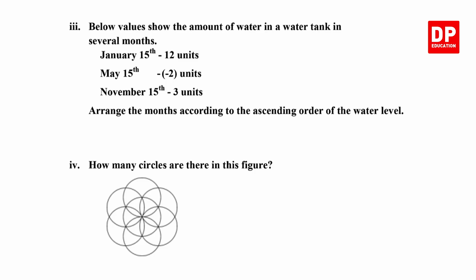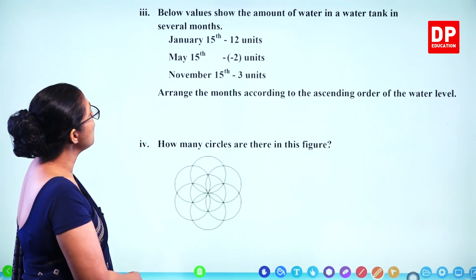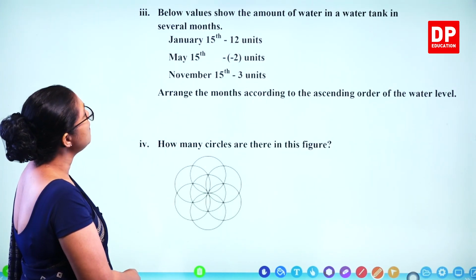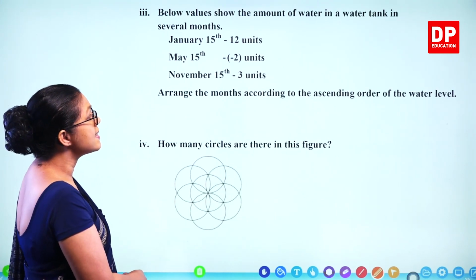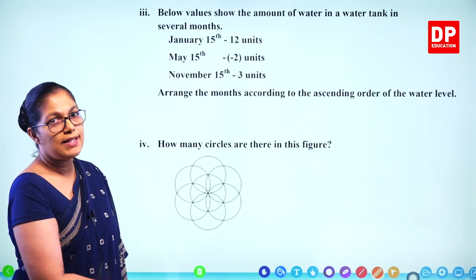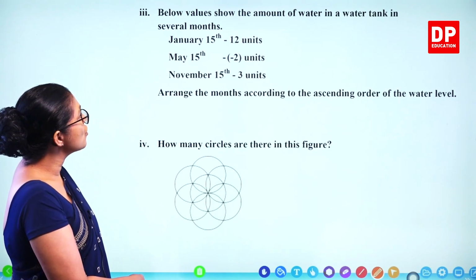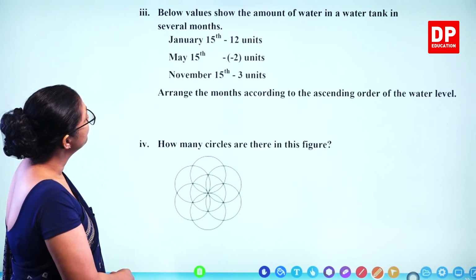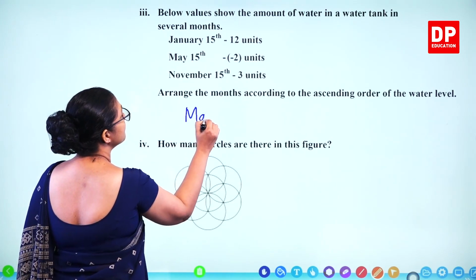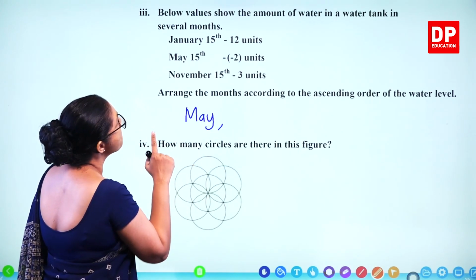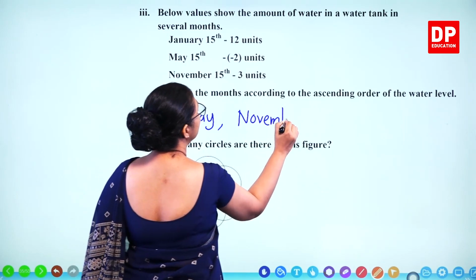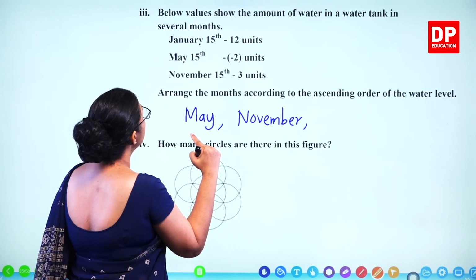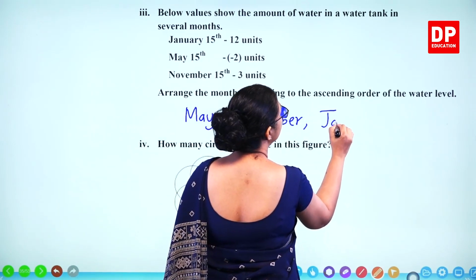Part 3. The values show the amount of water in a water tank in several months. January 15th, May 15th and November 15th. 12, minus 2 units and 3 units. Arrange the months according to the ascending order of the water level. Ascending, smallest to largest. Smallest is minus 2. So that's May. Then 3. That's November. And then 12. That's January.